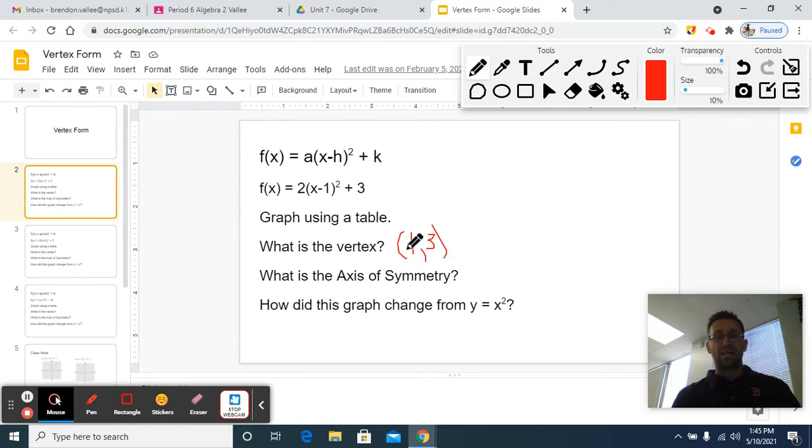Okay, what's the axis of symmetry? You remember from last week that the axis of symmetry is x equals whatever number that is. So that's x equals 1. Okay, so let's make a table and see how the graph looks.